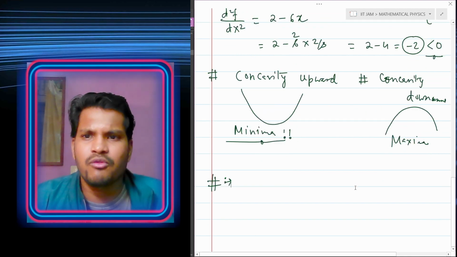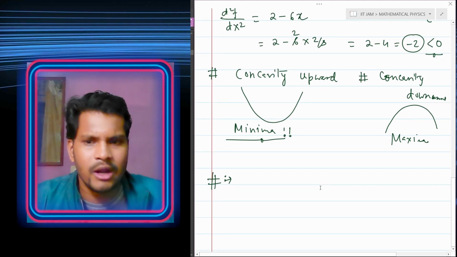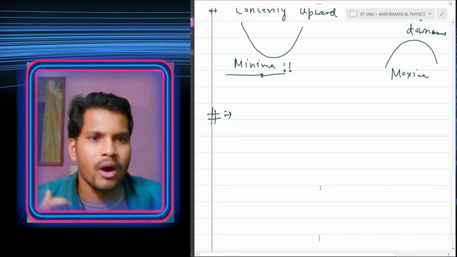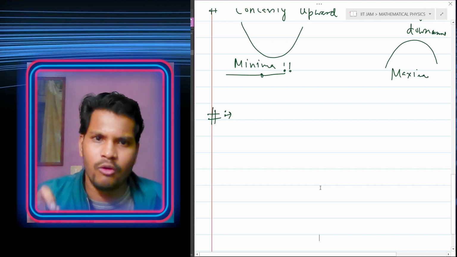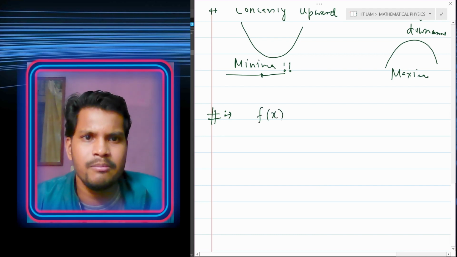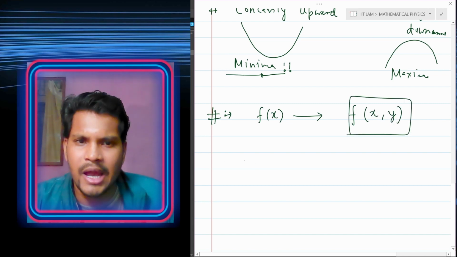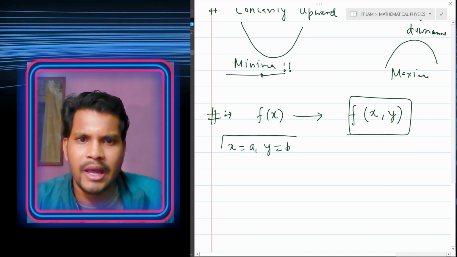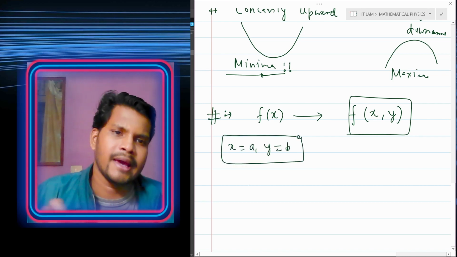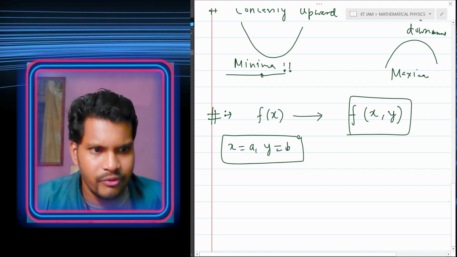First of all, whatever we have learned so far for a function of one variable simply translates to the same thing if you have more than one variable. Like, let us say we have a point x is equal to a and y is equal to b. At this point, the function can be maximum or minimum. Okay, we need to check it.